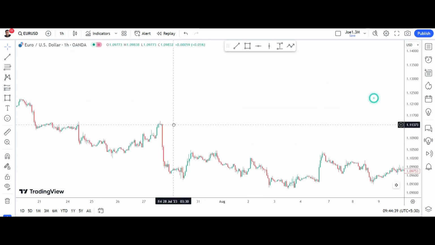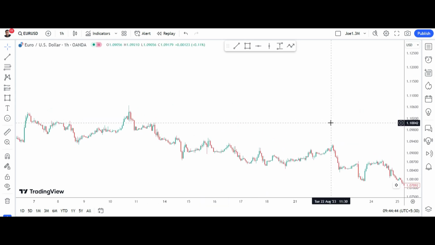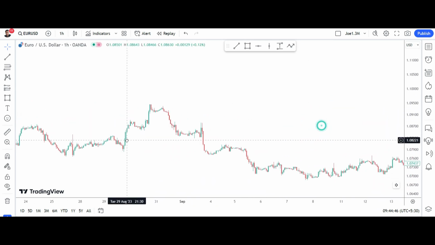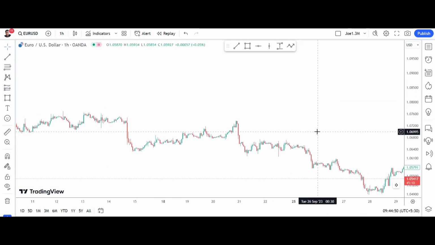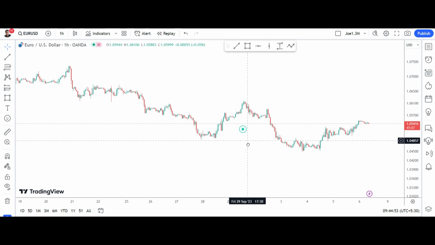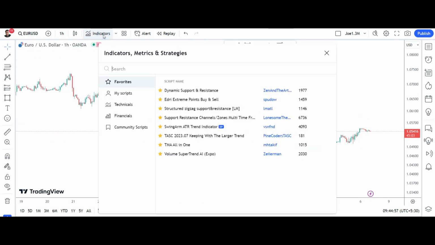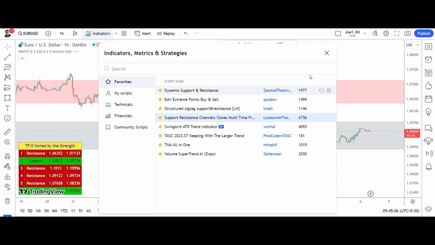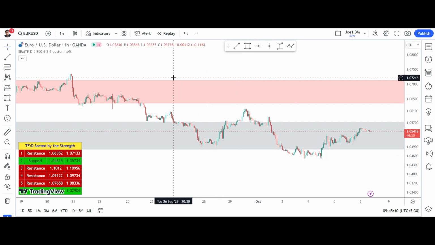Now as I told you friends, it is always better that you learn to draw the support and resistance. But initially if you find it difficult, then in that case you can use this indicator. It's a very useful indicator. Go to indicators and you go to support, resistance, channel, zones, multi-time frame. Now the advantage of this indicator, I will just show you.